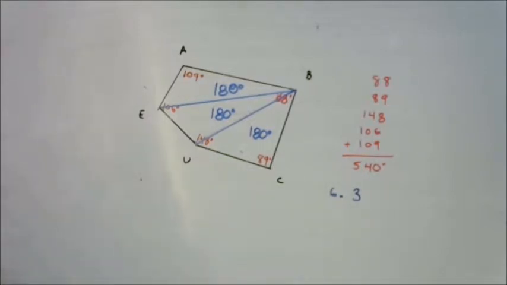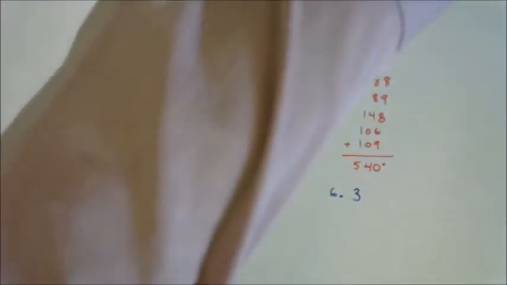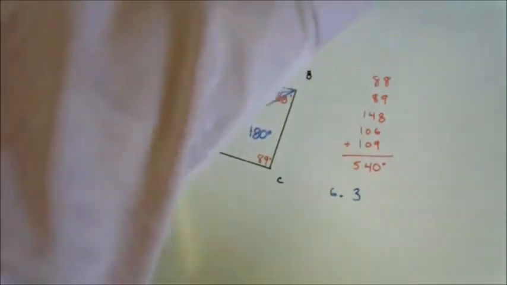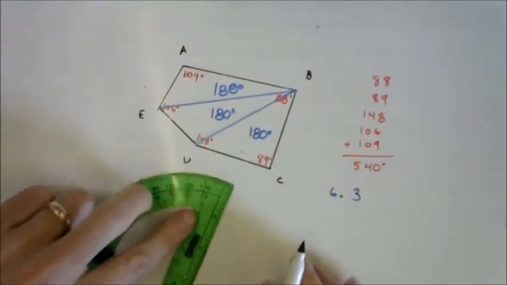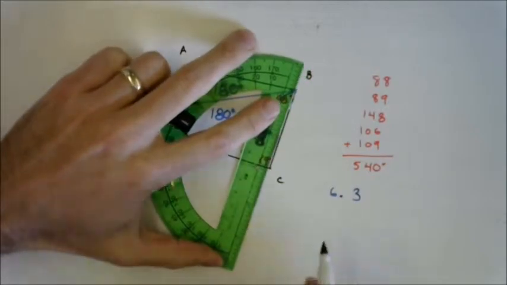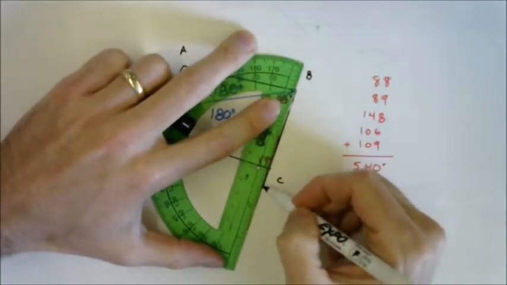Number 8, extend one of the sides at each vertex, measure each exterior angle. So we've done this before. Go ahead and do that, and then we will add up the exterior angles. Alright, so extend each of your line segments on one end.